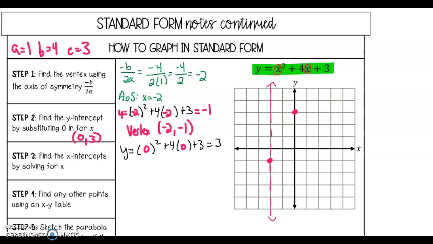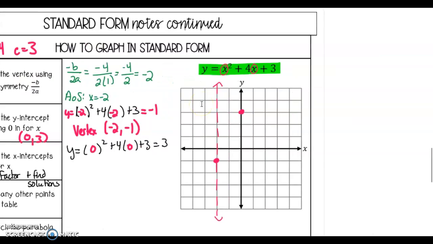Okay. So now step 3 is find the x-intercepts by solving for x. We're going to set the equation equal to 0 and then we're going to factor and find our solutions. There can be 2 solutions, 1 solution, or no solution. So I'm going to just step outside to my space over here and just factor. Remember that we already figured out that a is 1, b is 4, c is 3. So we need to multiply to ac and add to b. We've done this a whole bunch for the last few weeks when we've learned factoring. So our numbers that work are 1 and 3.